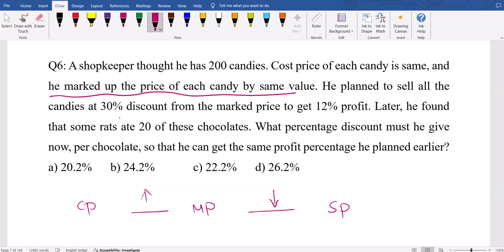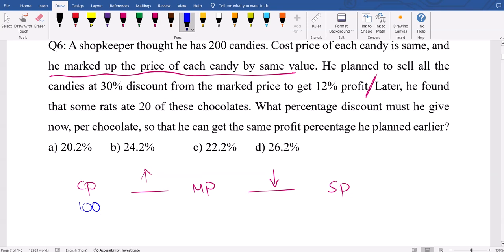Here, 30% discount is given. Still, he is getting 12% profit. That's how he increased the price over the cost price. 200 candies are there. This is the second case, but initially, you find certain things. Let's say the cost price is 100. Let us say cost price is 100. He got 12% profit, meaning selling price is 112, because 12% profit is mentioned, right?